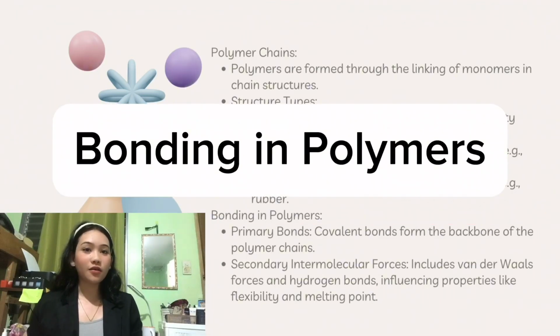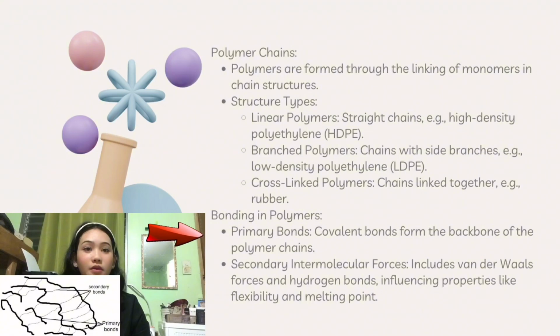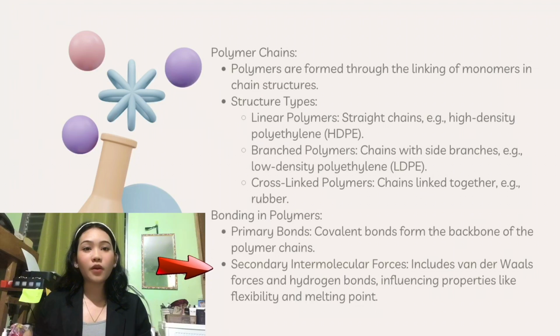Polymers are held together by, first, primary bonds. These are covalent bonds that form the backbone of polymer chains. And second, the secondary intermolecular forces. These include the van der Waals forces and hydrogen bonds, influencing properties like flexibility and melting point.